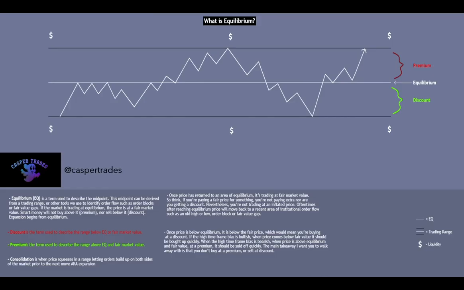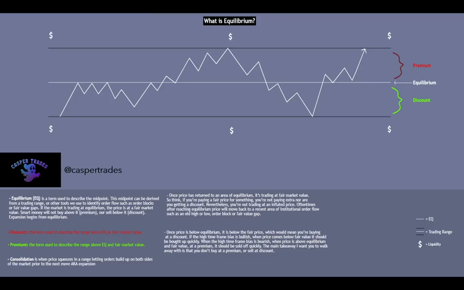When consolidation is occurring, price is squeezing in a range, letting orders build up on both sides of the market prior to the next move. You can always expect an expansion from here. Once price has returned to an area of equilibrium, it's trading at a fair market value. So think, if you're paying a fair price for something, you're not paying extra, nor are you getting a discount. Nevertheless, you're not buying or selling at an inflated price. Oftentimes, after reaching equilibrium, price will move back to a recent area of institutional order flow, such as an old high or low, order blocks, or fair value gaps.